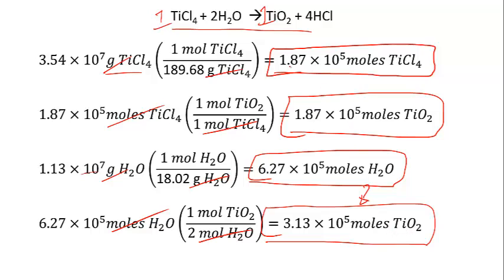Well, 1.87 times 10 to the 5th moles titanium dioxide is less than 3.13 times 10 to the 5th moles titanium dioxide. So we know that our limiting reagent must be titanium tetrachloride. And that's just simply because it produces less moles of our desired product, which again is titanium dioxide.